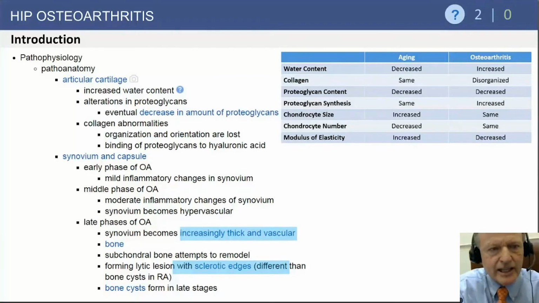The synovium in late phases of osteoarthritis becomes increasingly thick and vascular, and the edges of osteoarthritic cysts are different than those in rheumatoid arthritis. They have sclerotic edges due to the relatively slow nature of the inflammatory process, which differs from rheumatoid arthritis.